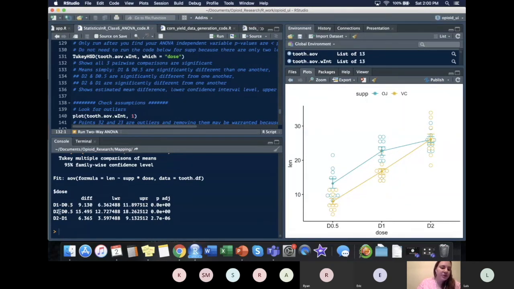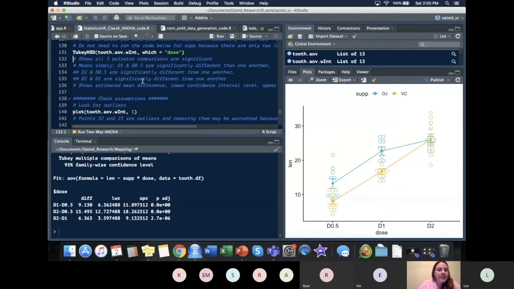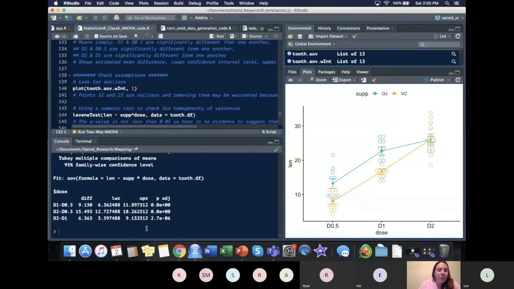Now we're looking at dose 2 and dose 0.5. They're obviously significantly different given what we're seeing here. Now we're looking at dose 2 versus dose 1. It is also significantly different. And all of those p-values are very small. So we can be very confident in these results. So the next thing that we do, in order to make sure that these results are right, we have to check our assumptions.